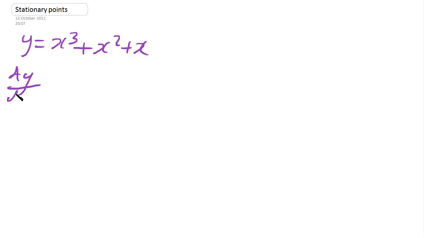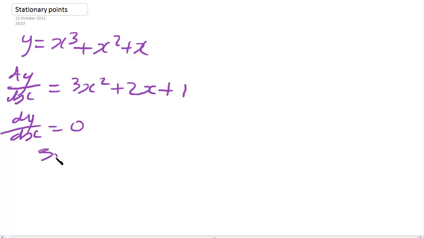Okay, let's have a look at a different example. Let's look at y equals x cubed plus x squared plus x. So let's differentiate this and see where the turning points lie. So dy by dx equals 3x squared plus 2x plus 1. Now, we want to solve dy by dx equals 0.